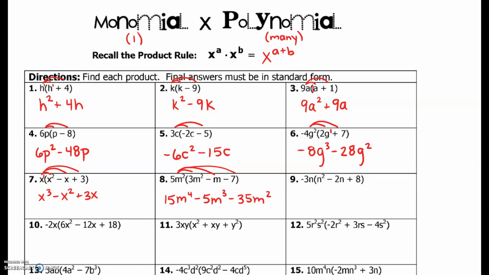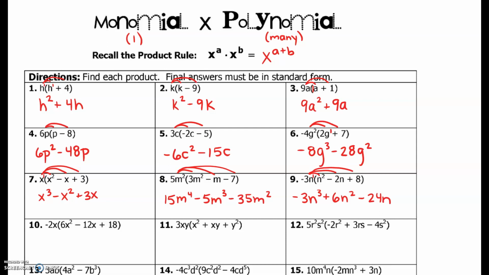In number 9, you have negative 3n times n squared. That is negative 3n to the third. 1 plus 2 would give us 3. In this case, we have negative 3 times negative 2. Now make sure you have two negatives, so this turns into addition. You will be adding 6. And you have 1n plus another 1n would equal n to the second power. The last term you're multiplying negative 3n times 8, which is negative 24n.